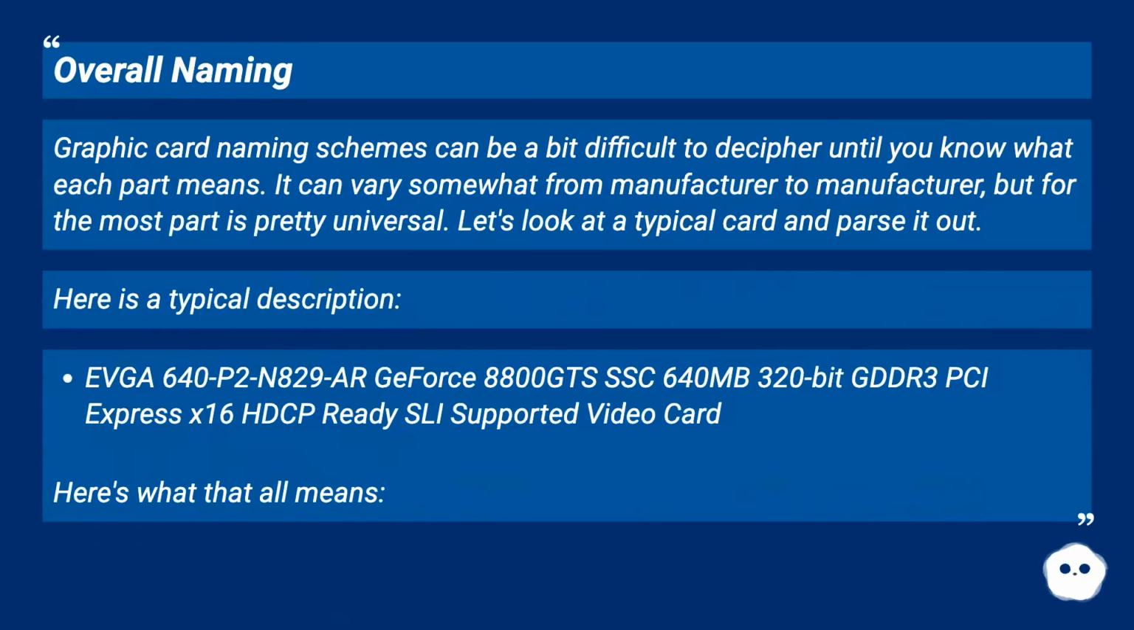Overall, graphics card naming schemes can be a bit difficult to decipher until you know what each part means. It can vary somewhat from manufacturer to manufacturer, but for the most part is pretty universal. Let's look at a typical card and parse it out. Here is a typical description: EVGA 640-P2-N829-AR GeForce 8800 GTS SSC 640 MB 320-bit GDDR3 PCI Express x16 HDCP ready SLI supported video card. Here's what that all means.